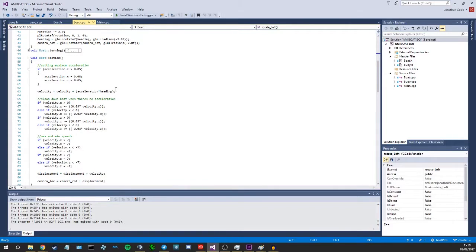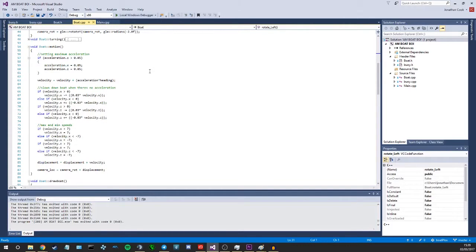The motion function is where the majority of the physics happens. So firstly we make sure that the acceleration doesn't go too high. It's worth noting that the X and Z acceleration increase at the same amount. This is because when we multiply the acceleration by the heading, it is effectively a percentage that we use multiplied with the acceleration to tell us how much of the acceleration we should use for each direction.